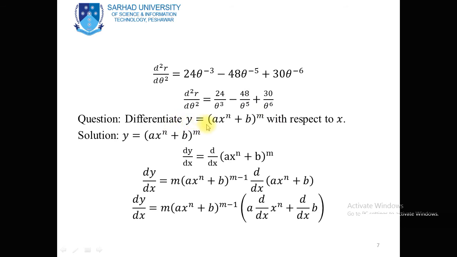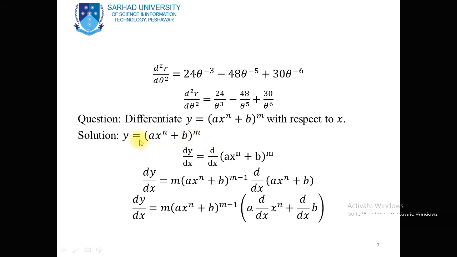Now to differentiate the function y is equal to a x power n plus b x power minus m with respect to x. So dear students, in this function there are two powers. One power of the x is n, and another power of the whole expression is m. So in this case, how can we take the derivative?